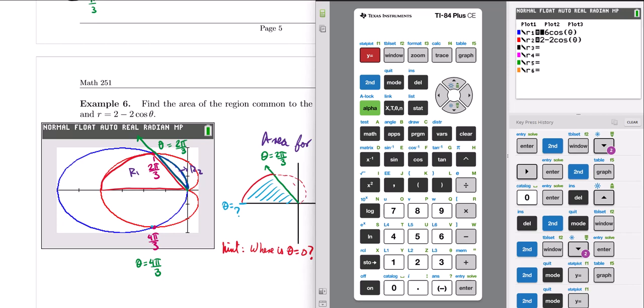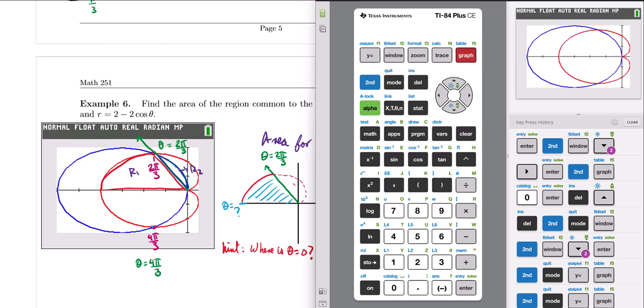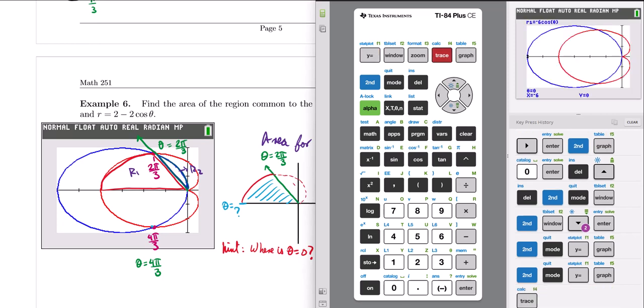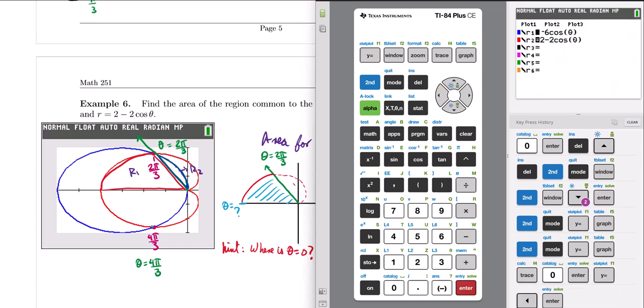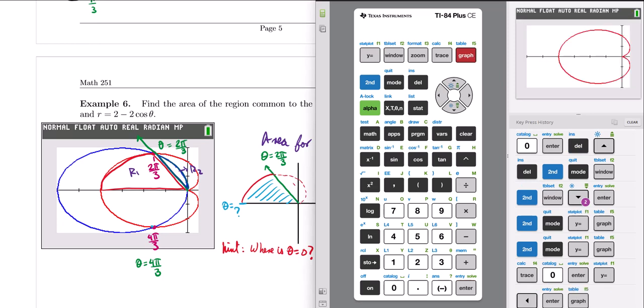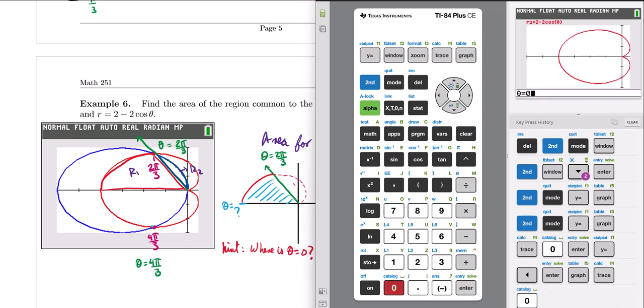A couple of things that we can do here. We can take a look at the graph, click on trace, and select 0 for theta, and see where it is. It looks like when theta is equal to 0, I am given the position on the circle, not the cardioid. So how do we figure out the position of the cardioid? We can get rid of the circle, click on graph, only the cardioid, and repeat the same step. It seems like the position of the cardioid corresponding to theta equal to 0 is at the pole.